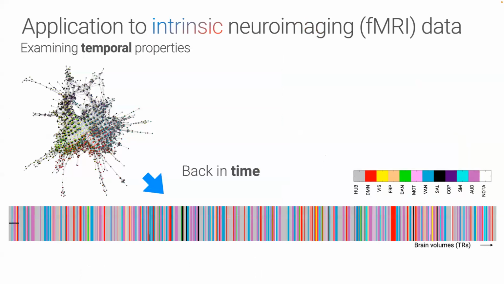Also, you can go back in time using a winner-take-all strategy. For each node, whichever is the majority network wins. So for all the TRs, that network is the winner. And then you can get a time series of transitions of different resting state networks.